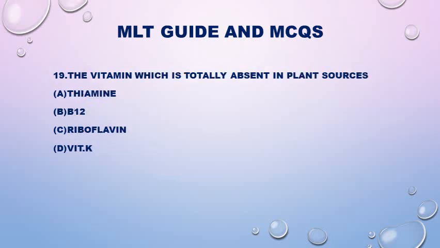19. The vitamin which is totally absent in plant sources. Options A. Thiamine, B. B12, C. Riboflavin, D. Vitamin K. And the answer is B. B12.